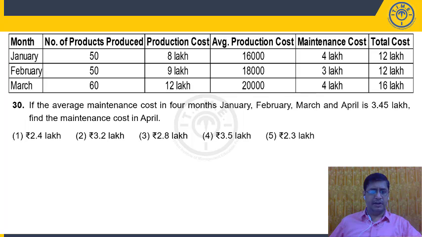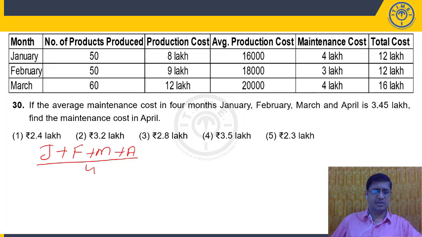Now look at this question number 30. If the average maintenance cost of the 4 months January, February, March and April is 3.45 lakh, find the maintenance cost in the April. So the average is given here for the maintenance cost. How much is it? 3.45. So what is the total value of January, February, March and April?